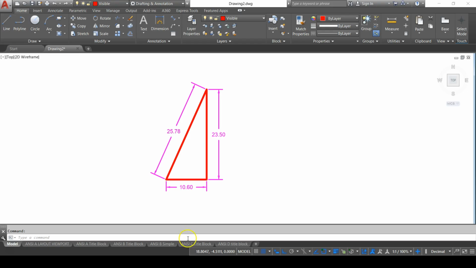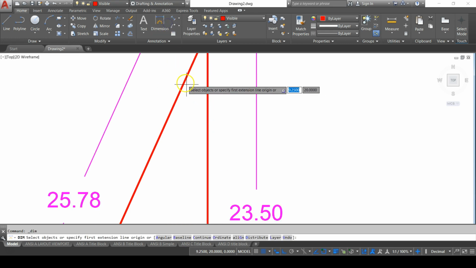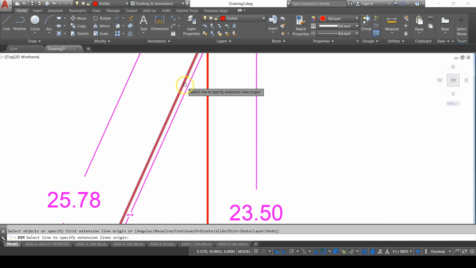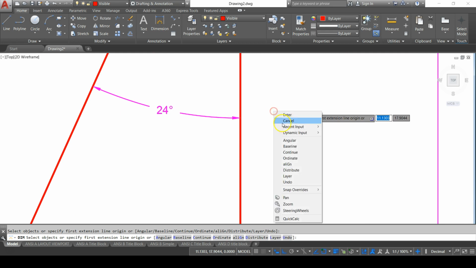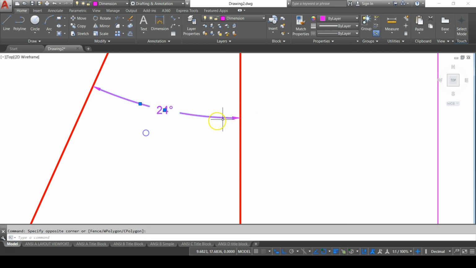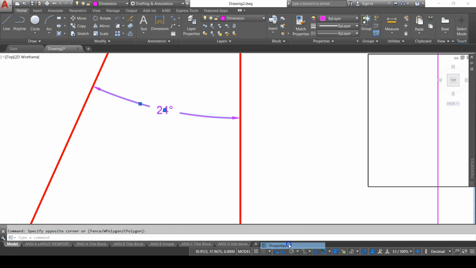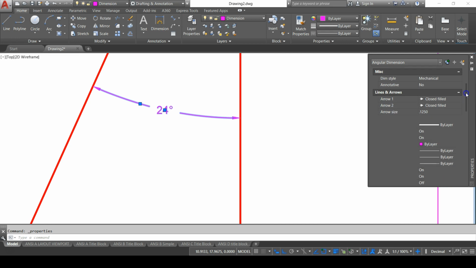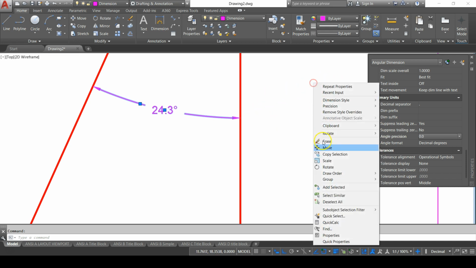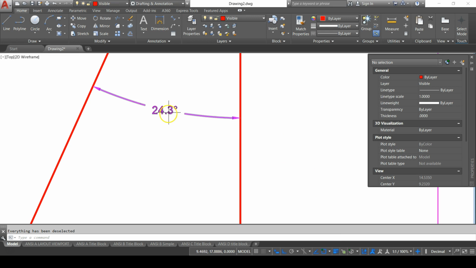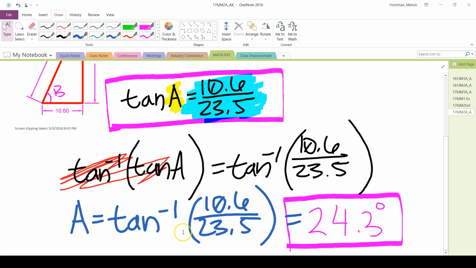Another way, using AutoCAD, that we can check our answer is to put a dimension on this angle. So I'll go this side, that side. It shows up as 24, but remember, this might not be showing the whole precision. So I'll go to properties, and now I'll change the precision in properties. That's under primary units. Under angle precision, I'm going to go to 3 significant figures. I got 24.3. That's the answer that I calculated. Yay! So there we go.